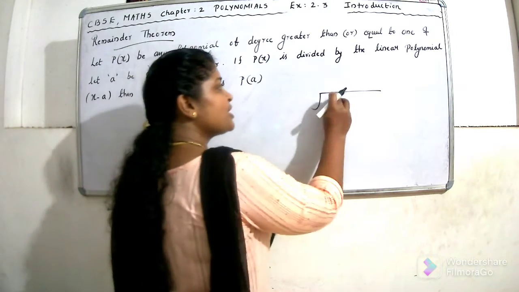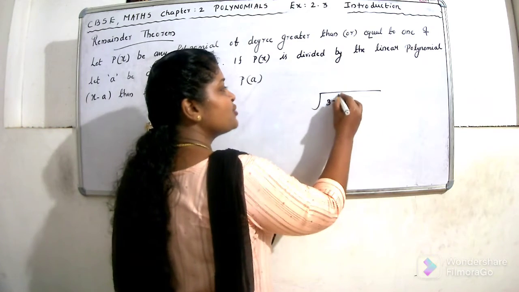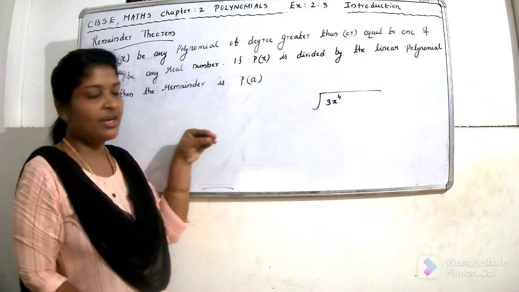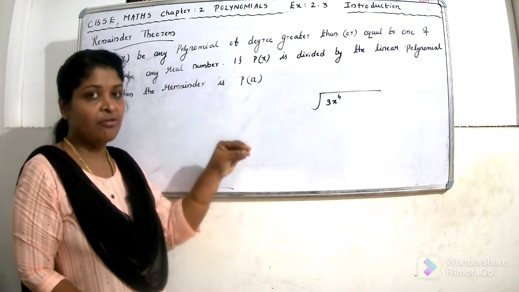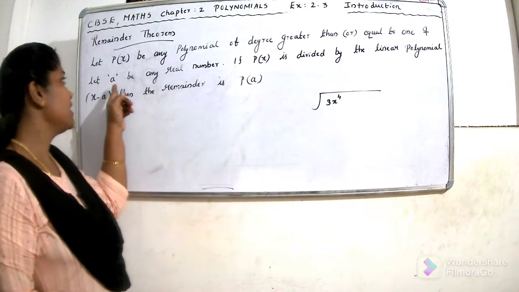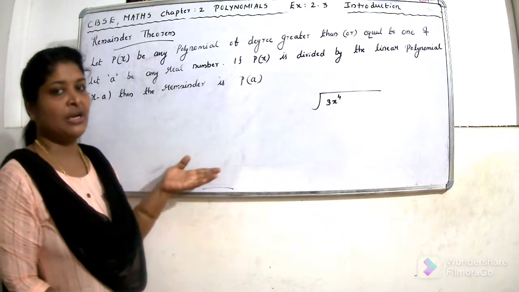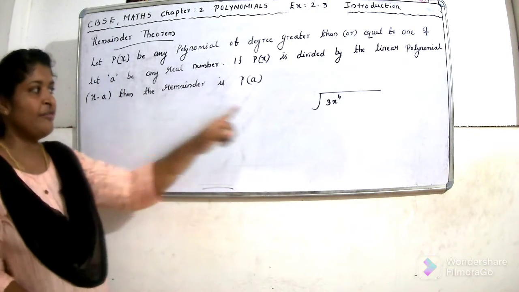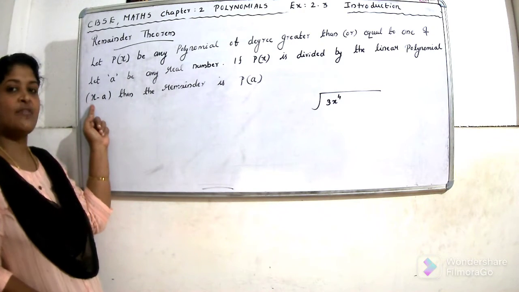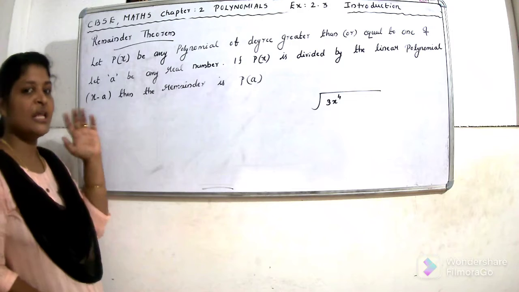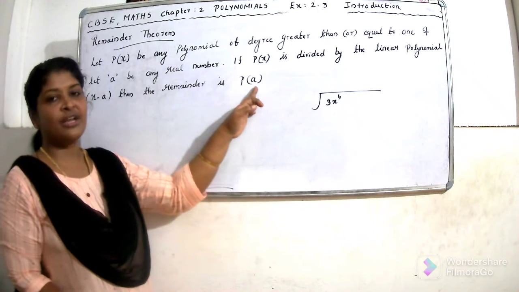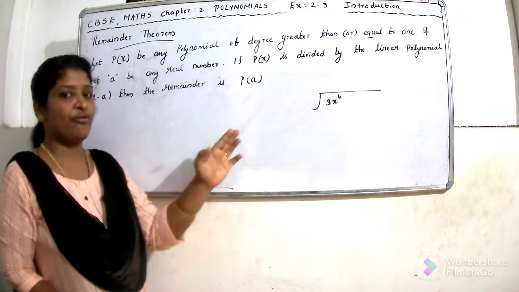In the previous example we did 3x raised to 4, like that. So that is the first condition they are giving: the dividend's power can be 1 or greater than 1. Then a be any real number. That means the divisor is a linear polynomial, where x is the variable and a can be any number. And in that case, what remainder are we getting? We are getting the remainder as p of a.